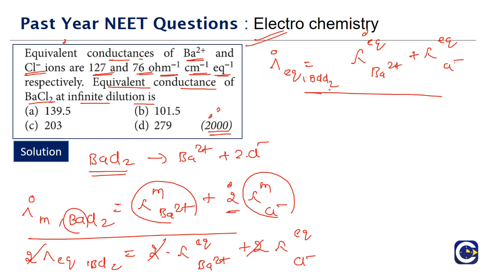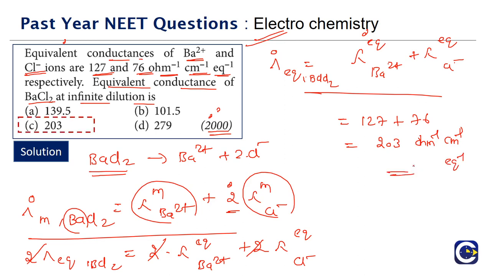This is the expression. For any electrolyte, the equivalent conductivity will be equal to the sum of the equivalent conductivity of the respective ions. For the Ba2 plus, it is 127. For the Cl minus, it is 76. If you add them, it is going to give us 203 ohm inverse centimeter inverse per equivalent. So we have to understand the relation between the equivalent conductivities of the respective ions and the equivalent conductivity of the electrolyte at infinite dilution.